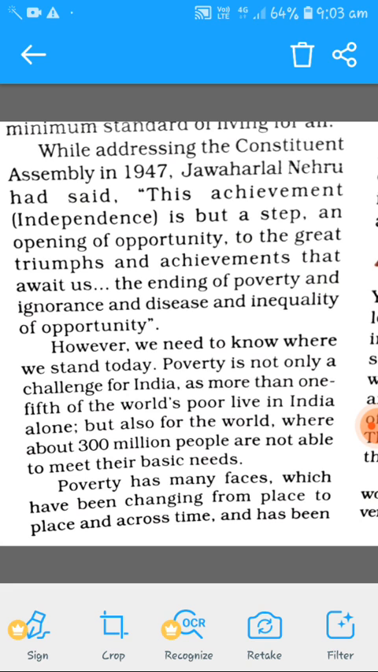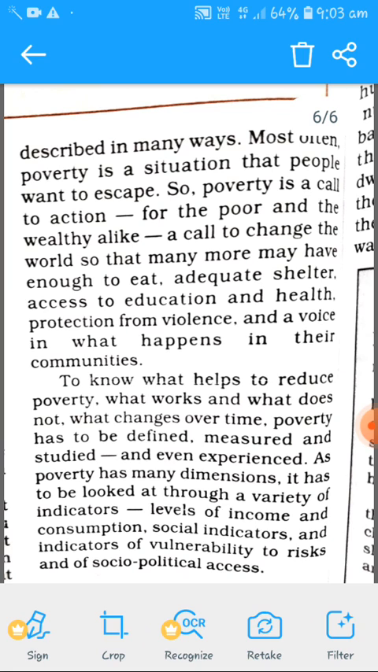Now, poverty has many faces which change from place to place and across time, and has been described in many ways, ठीक है ना? So when we talk about poverty, it has different types, different faces. ठीक है ना? Most often, poverty is a situation that people want to escape. So, poverty is a call to action for the poor and wealthy alike, a call to change the world so that many more may have enough to eat, adequate shelter, access to education and health, protection from violence, and a voice in what happens to their communities.